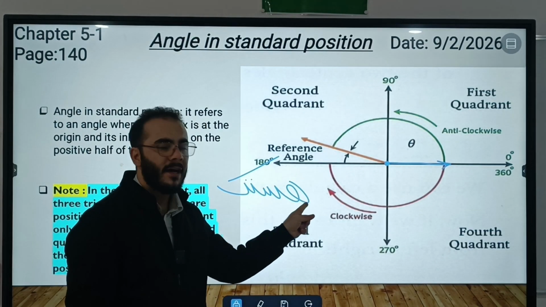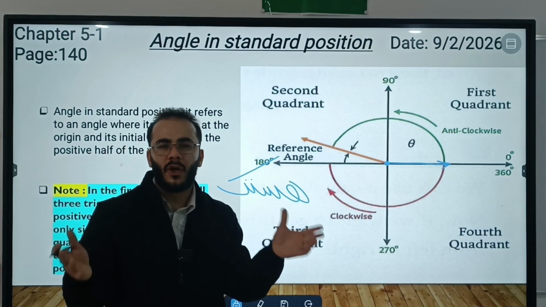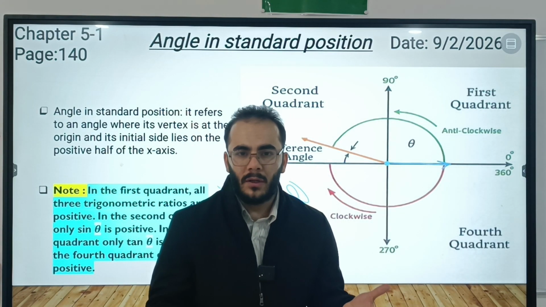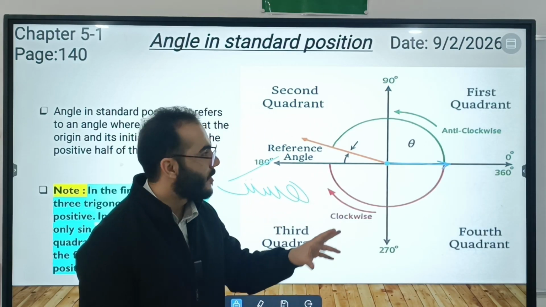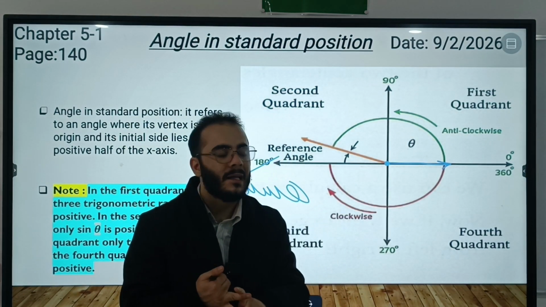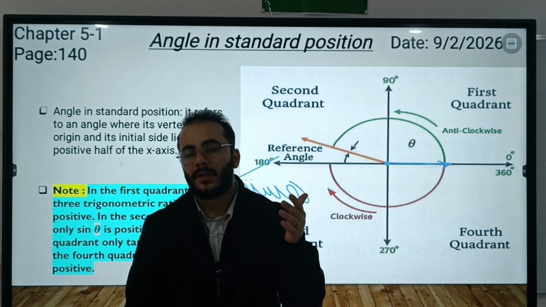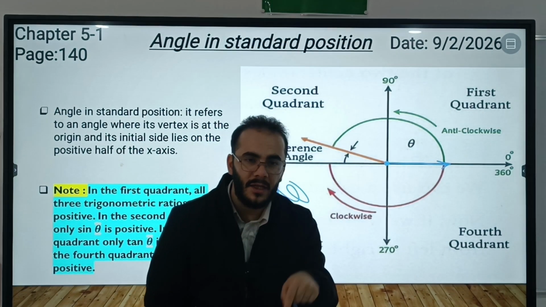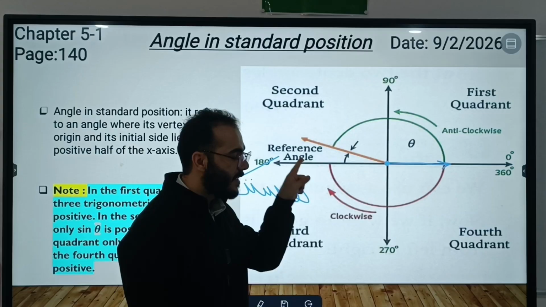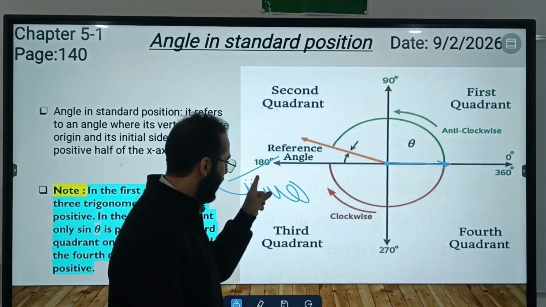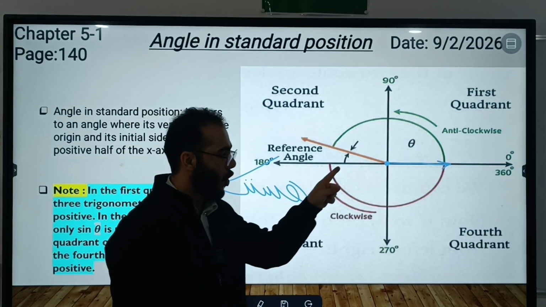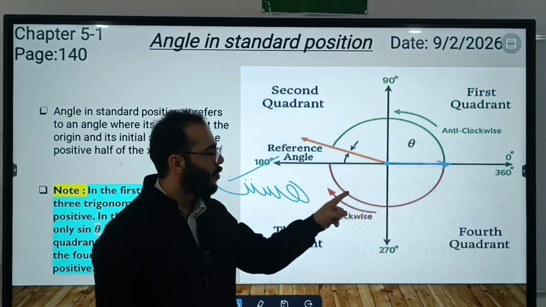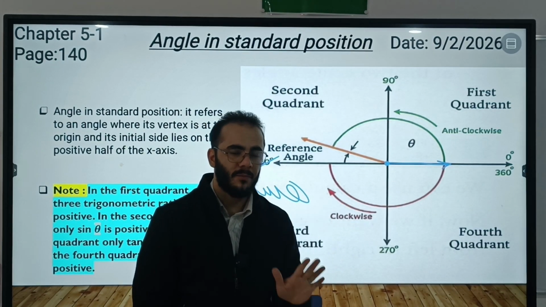So H, which is "he", stands for all the trigonometric ratios. In our language, we call it "hamu". All the trigonometric ratios are positive in the first quadrant: sine, cosine, tan. S stands for sine. All right. So in the second quadrant, only sine is positive. T stands for tan. So in the third quadrant, only tan is positive. K stands for cosine. In the fourth quadrant, only cosine is positive. Keep this one in your mind.